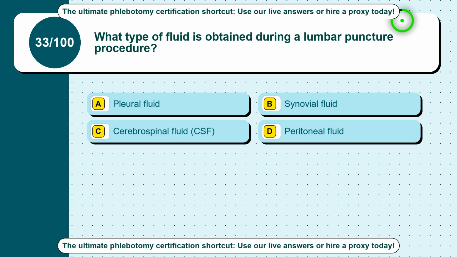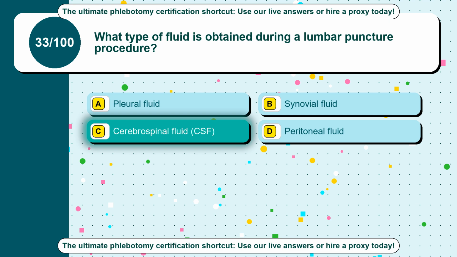Question 33. What type of fluid is obtained during a lumbar puncture procedure? Option A. Pleural fluid. Option B. Synovial fluid. Option C. Cerebrospinal fluid, CSF. Option D. Peritoneal fluid. The correct answer is option C.